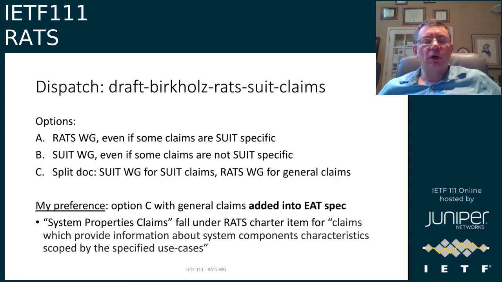And the third option is that we could split the document, and the SUIT stuff should go into the SUIT working group, and the RATS working group should take on those general claims that were the ones in yellow. My own preference would be C with the general claims added into the EAT spec, but that's a preference if you want to put them somewhere else. My personal preference is that the parts highlighted in yellow should be in RATS, and the other parts that are SUIT specific should be in SUIT. This is the main question that I want discussion on. The rest is examples and specific details about the claims, but this is a general question that I would like working group consensus on.